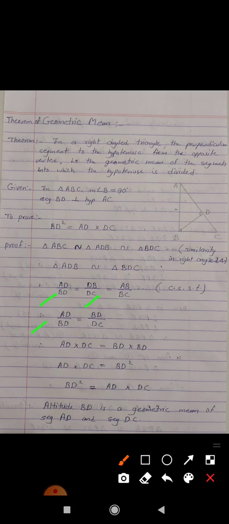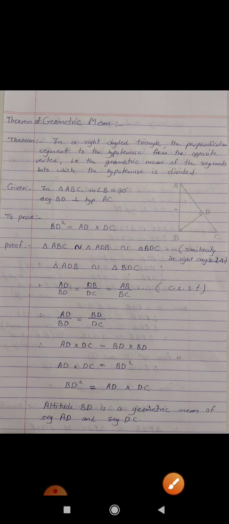So here I select the first and second ratio. Here I just changed the name DB to BD. When you cross multiply, you will get BD into BD, BD square. Take this on the other hand side. So here our statement to prove is proved. Therefore this altitude BD in this figure is a geometric mean of segment AD and segment DC.